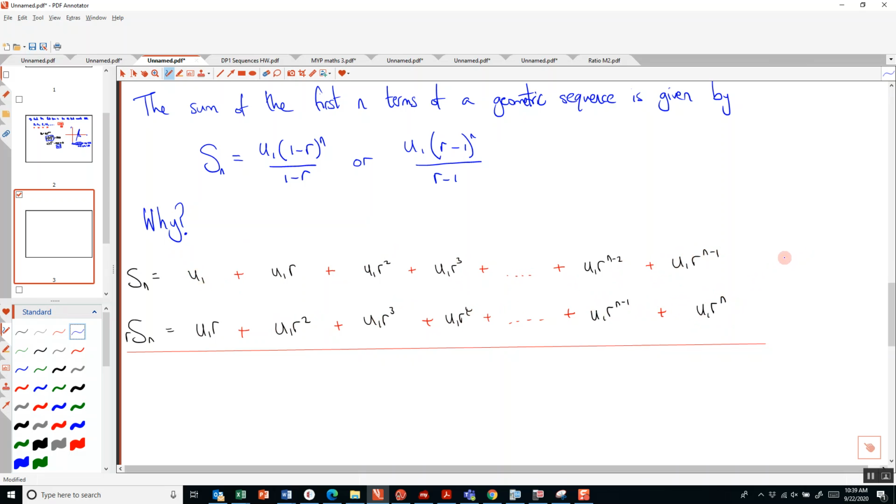So what would happen if I took these and subtracted them? What will I have here? I'm going to have Sn minus rSn. Yep. And then what happens when I do the top line, subtract the bottom line? We did this last year, but I can't remember. You can work it out, you've got this. Subtract all of this. What are you left with? u1 r to the n plus u1, subtracting.